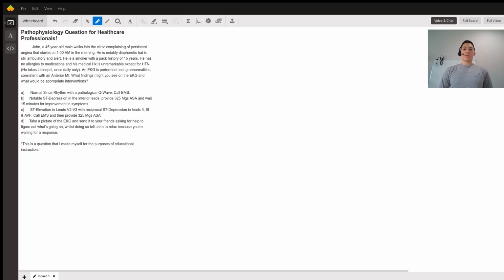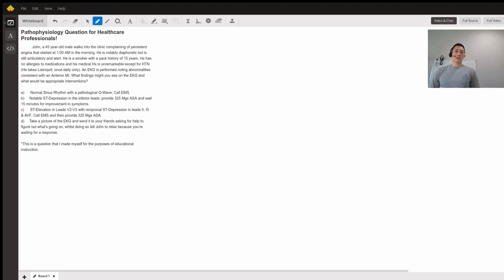John, a 45-year-old male, walks in the clinic complaining of persistent angina that started at 1 a.m. in the morning. He's notably diaphoretic. He's still ambulatory and alert. He's a smoker with a pack history of 15 years. He has no allergies and takes no medication. His medical history is unremarkable except for hypertension, fixed lisinopril, once daily only. EKG is performed noting abnormalities consistent with an anterior MI. What findings might you see on the EKG, and what would be an appropriate intervention?